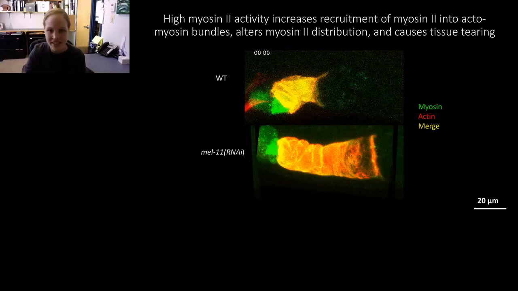All right, so I know that played quickly, we're going to watch it again. On the top, we have entry, we have initiation of active myosin and contraction both through the Rho pathway and through the calcium pathway.